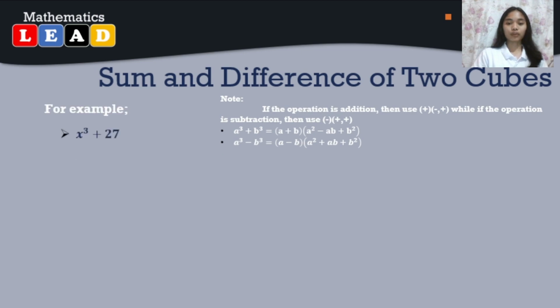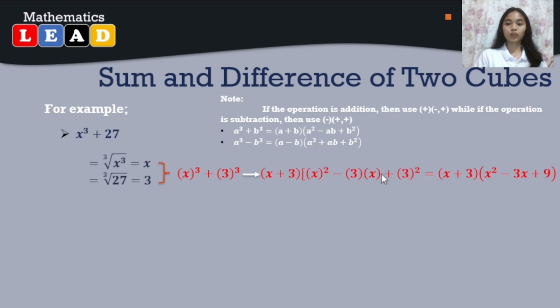For example, x cubed plus 27. First, we need to make sure that each term is a perfect cube. So we will find the cube root of x cubed and 27. And the answers are x and 3. And now using this form for addition, which is a cubed plus b cubed, we substitute a with x and b with 3.